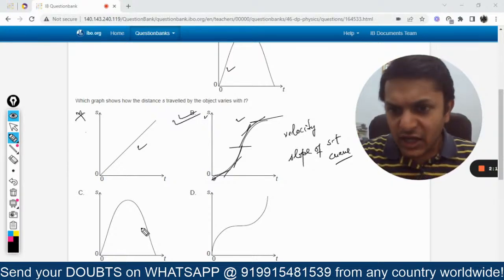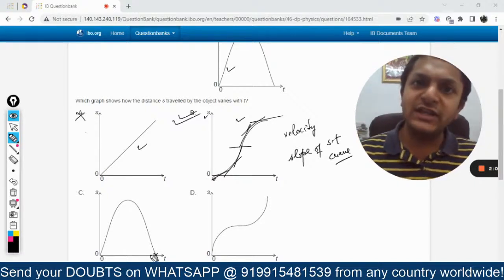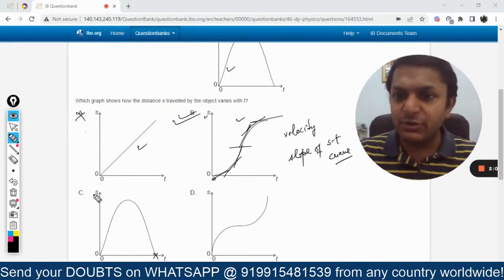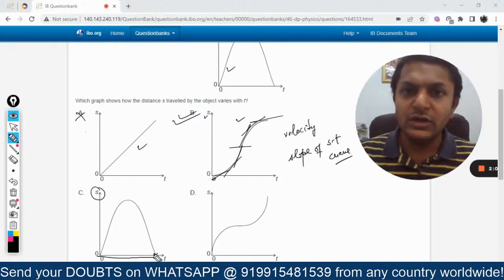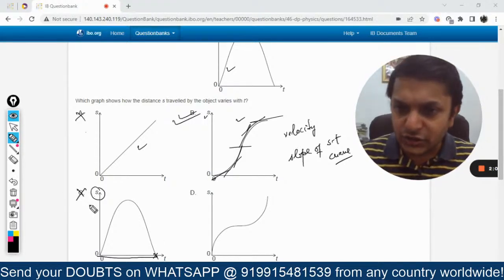In this, it is saying that the displacement is reducing and some time after, the body is reaching the same destination again because the displacement has become zero, and that is not possible because the velocity is not negative. So this is also wrong.